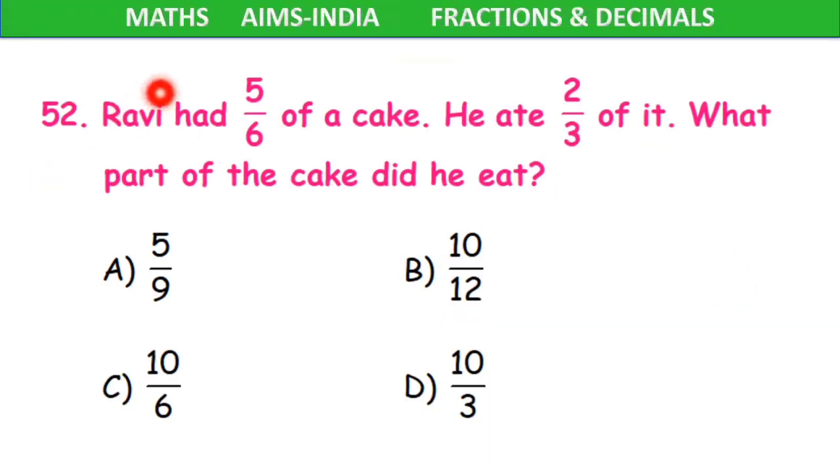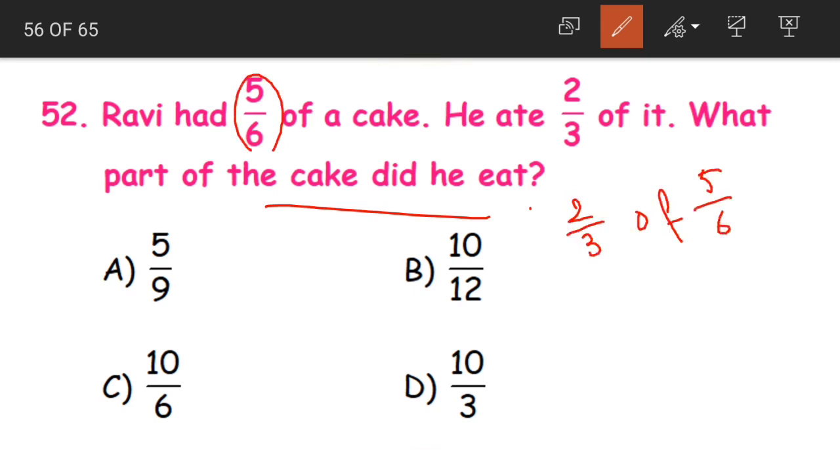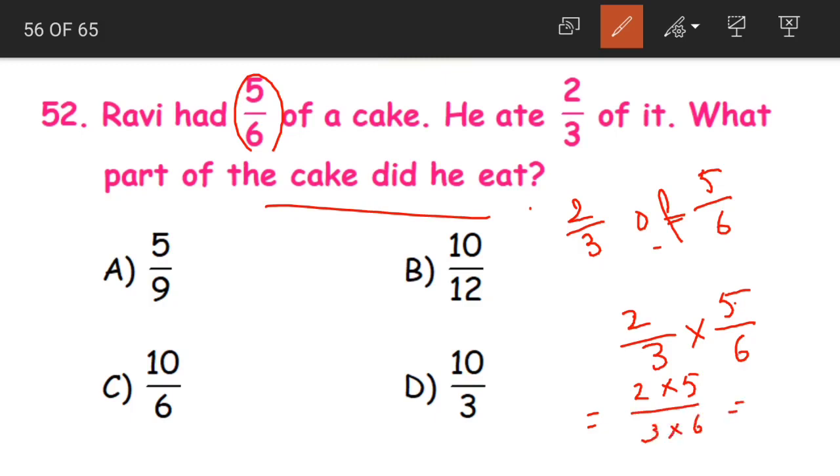Next question 52. Ravi had 5 by 6 of a cake. He ate 2 by 3 of it. Now what part of the cake did he eat? How much did he eat, children? He ate 2 by 3 of our 5 by 6. So again, of here means multiplication. So 2 by 3 into 5 by 6. We have 2 into 5 divided by 3 into 6.